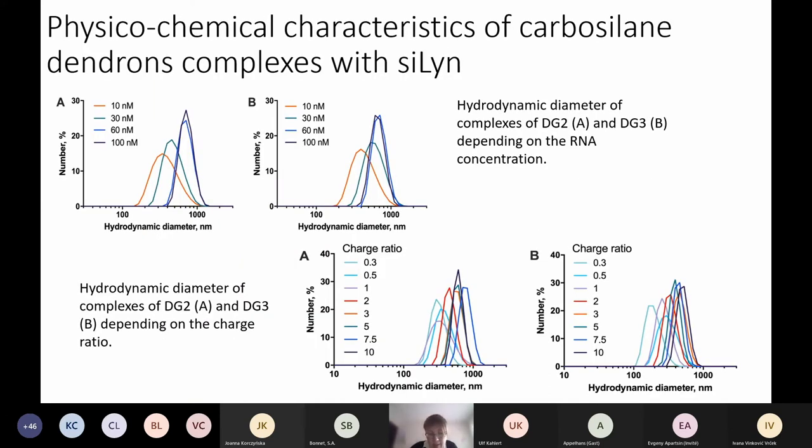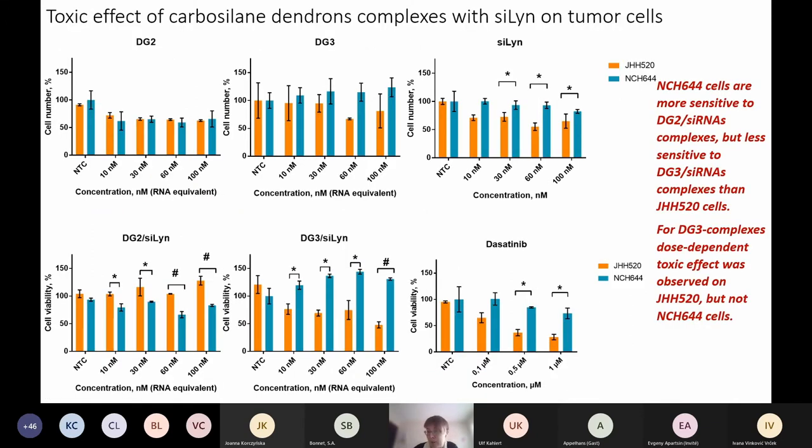Here you can see the data about the characterization of the particles after complexation with siLyn RNA. So this investigation shows us the optimal charge ratio and the concentration range. And in the next step, we used these complexes to treat our cells. Here we used two types of cell cultures, GHH500, which was demonstrated to express Lyn kinase at a rather high level, and NCH644, which was demonstrated to express Lyn kinase at a low level.